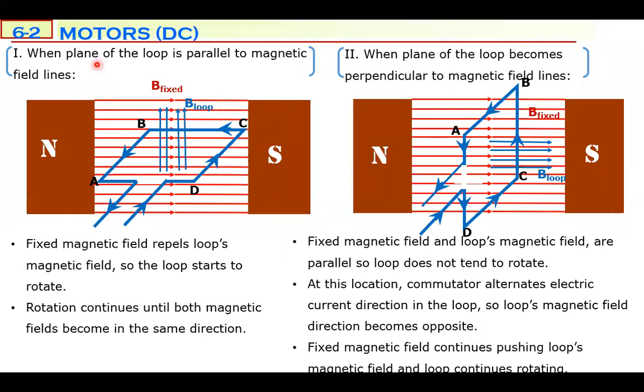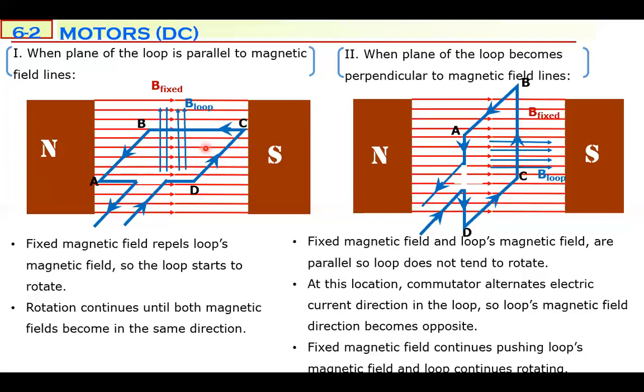When the plane of the loop is parallel to magnetic field lines, like this, the loop is parallel to magnetic field lines. So the magnetic field of the loop must be perpendicular, but the external magnetic field is parallel. So these magnetic fields cannot stay like this, because magnetic field lines normally don't want to intersect each other. But here, the blue magnetic field lines which belong to this loop and the red magnetic field lines which belong to the external magnet are intersecting each other.